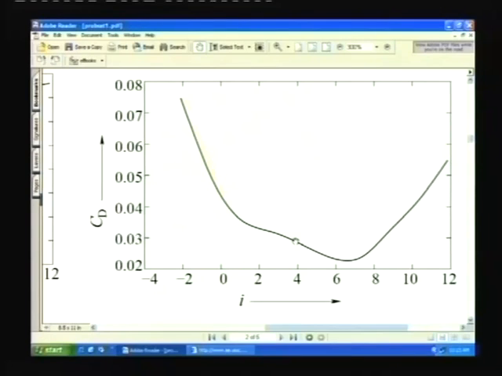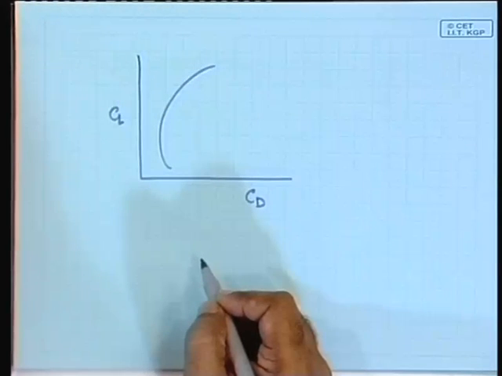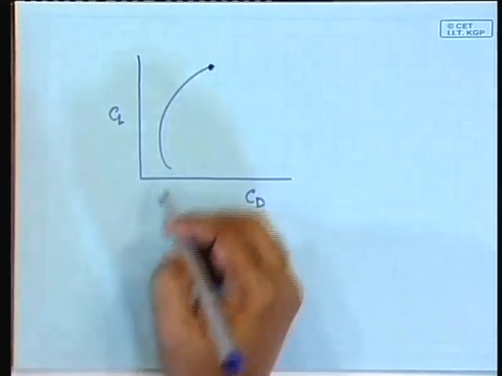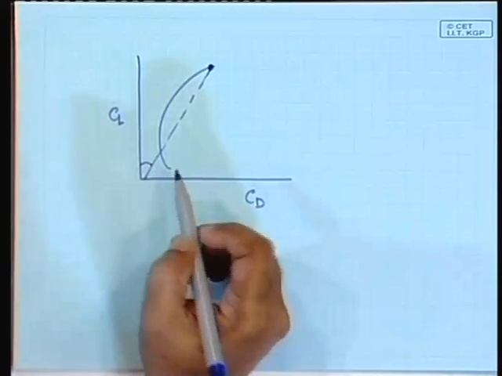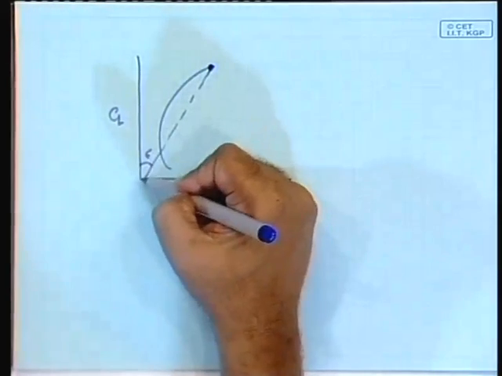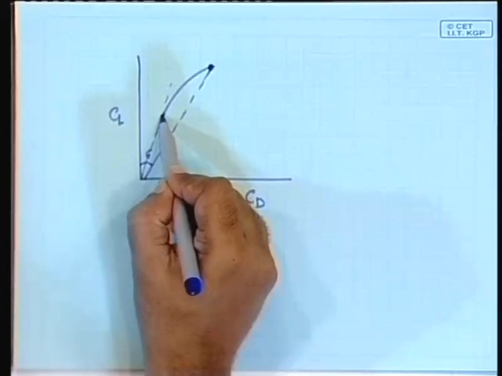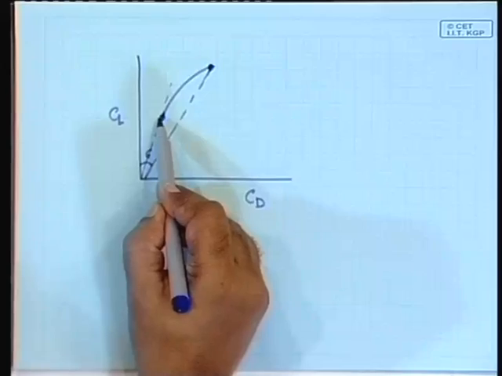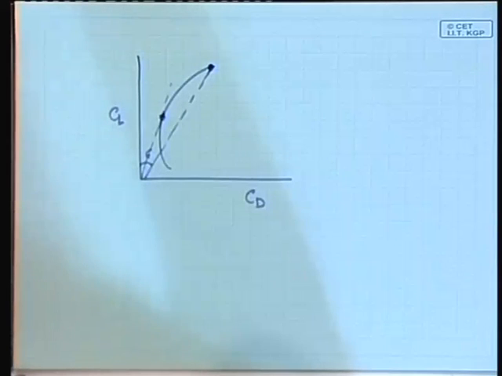So if you draw from this data a graph CD versus CL, you will get something like this. Then how to find out? Say I take a point like this, and what is the angle epsilon? CD versus CL: tan epsilon is this. Here is epsilon, and that is what we are trying to minimize. What we'll do? We'll go for the tangent. So the moment we have identified the tangent, we have identified this particular point. And this point refers to a certain value of I. So that is the value of I we have to take. You get the point? That is how we have to actually go for the proper design.